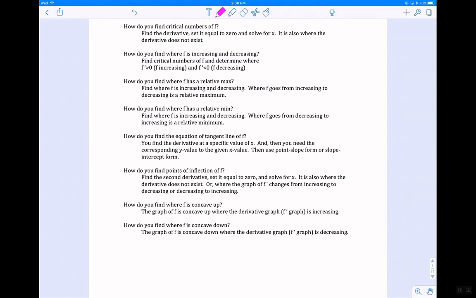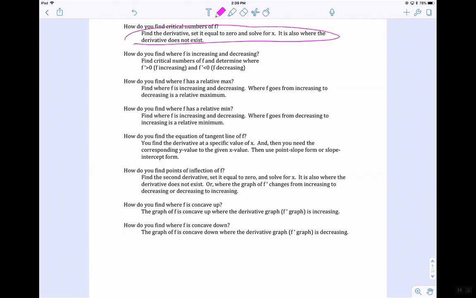Okay, so let's go ahead and take a look at the next section. The next section is what we call graph interpretation. You have to remember something from a previous unit, where we took an equation and found critical numbers, and then figured out where f was increasing and decreasing, relative max and relative min, tangent line and point of inflection, and concave up and concave down. So how do you find the critical numbers of the function?